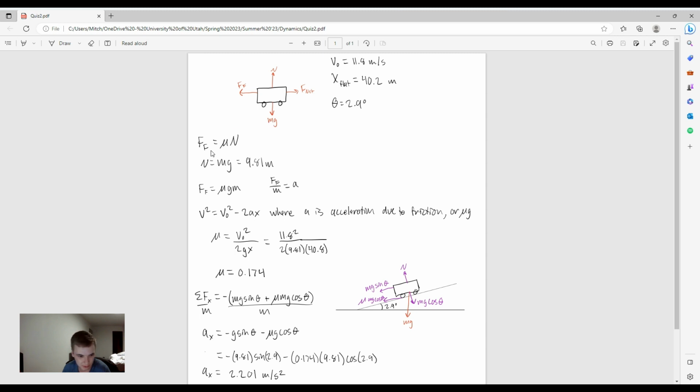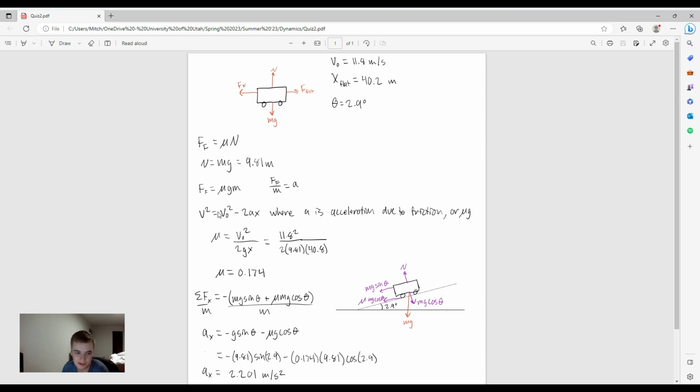We know that the force of friction is the friction coefficient times the normal force. The normal force is just mass times acceleration of gravity. So in this case, we don't know the mass and we want the acceleration. So divide that by the mass and we'll get the acceleration.